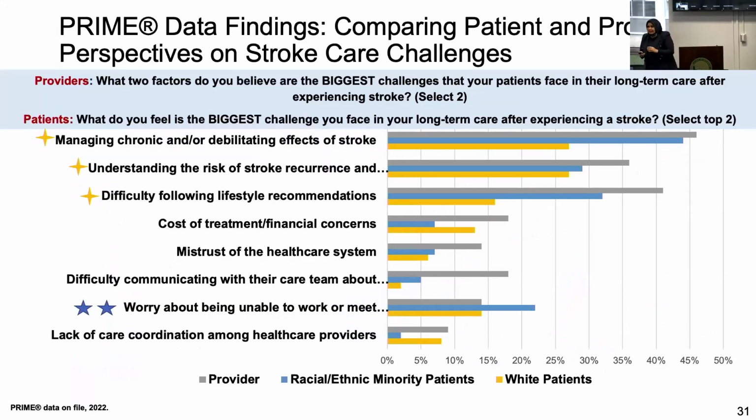The most interesting thing that came out of this was asking the providers, what are the biggest challenges that your patients face in their long-term care, and then asking the patients the same question.